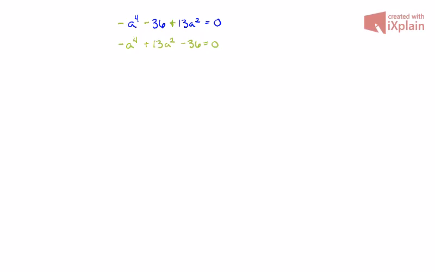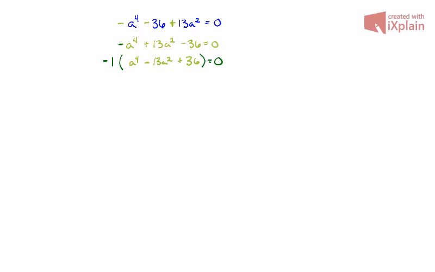So that is going to leave me with a positive a to the 4th minus 13a squared plus 36, and that will be equal to 0. So notice that by factoring a negative 1 out, each of the signs in front of the terms changes sign. If you distribute the negative 1 back into your quantity, you will get back to this previous step. Okay?